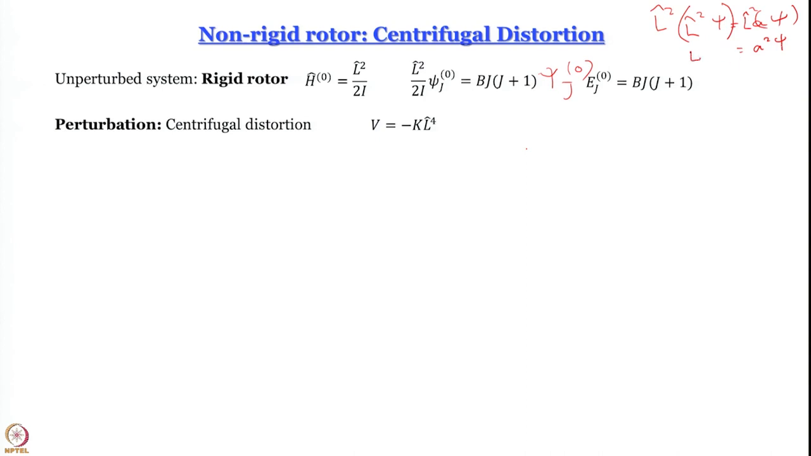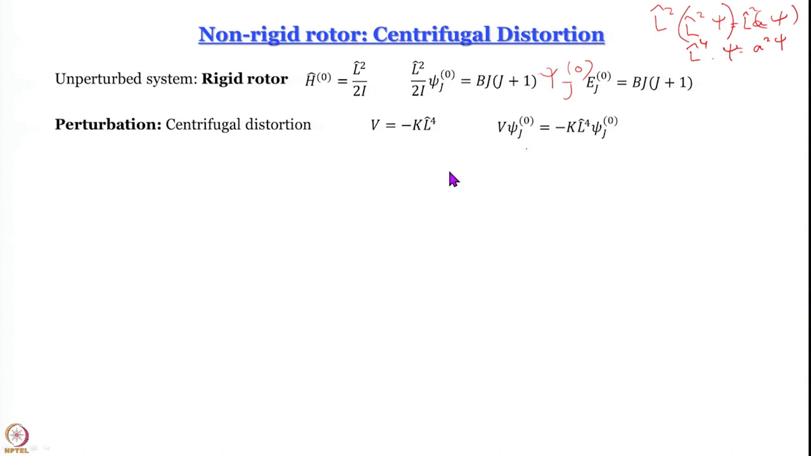Left hand side will be L to the power 4 operating on psi. So, this is the meaning of L to the power 4: L square has to operate twice, that is all. But of course, you know it; in case there is a confusion in anybody's mind, I thought I will just say it once. Okay. So, this is your centrifugal distortion.